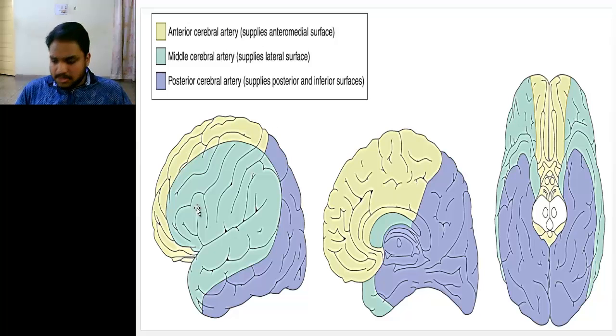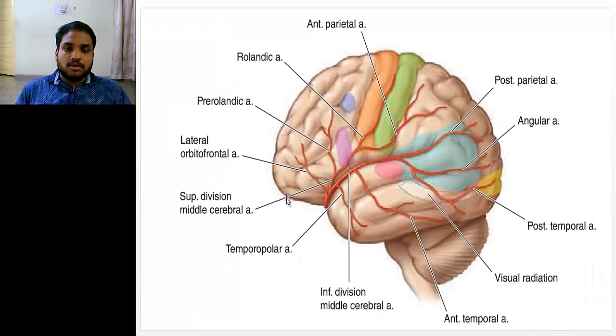Now what happens in case of partial MCA syndrome? That was the complete MCA syndrome. There are some partial MCA syndromes where only the superior division or the inferior division gets blocked, right? If the superior division has an occlusion, what would happen? The sensory area is supplied by the middle cerebral artery, so with the sensory area gone, there would be sensory disturbance. Then motor weakness would be there, and as Broca's area is involved, there would be motor aphasia.